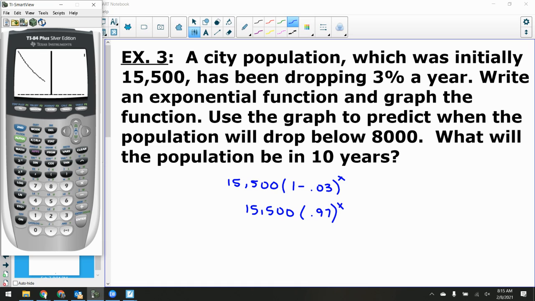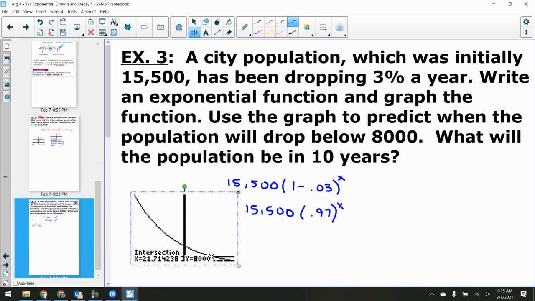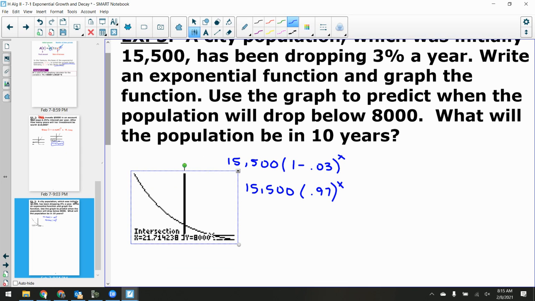I see my decay. Let's see if there's an intersection point coming along the bottom here. Oh, sweet. I didn't even have to zoom out or anything like that. That's fancy. Second, calculate the intersection point. Hit enter 3 times. Wait for it to come up. It's going to take 21.71 years to get to 8,000.